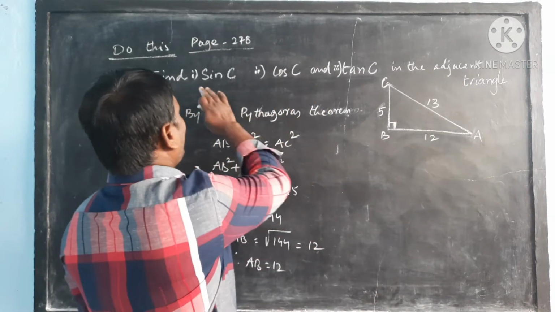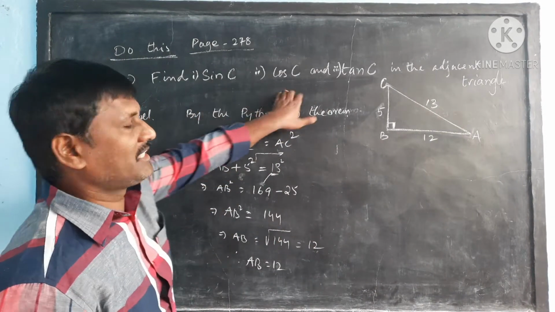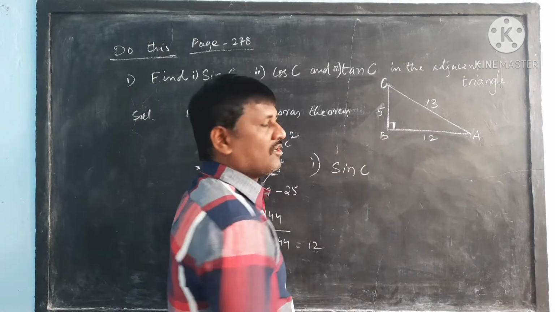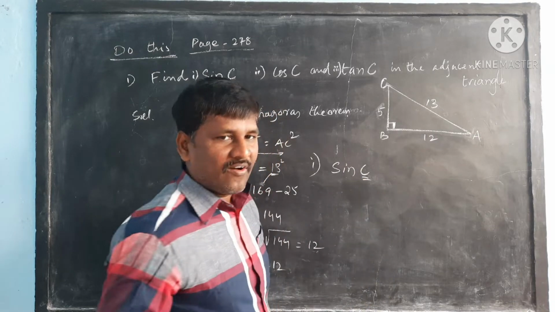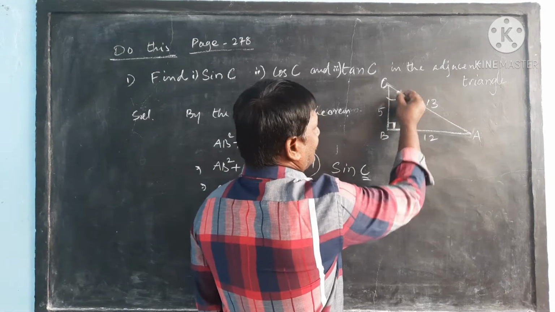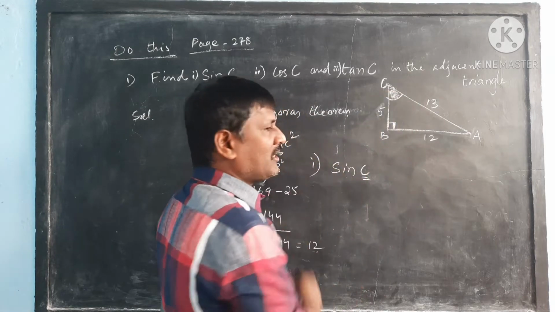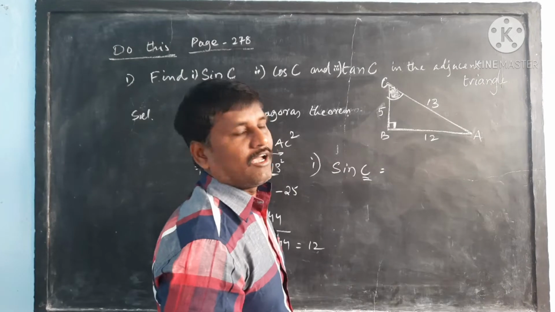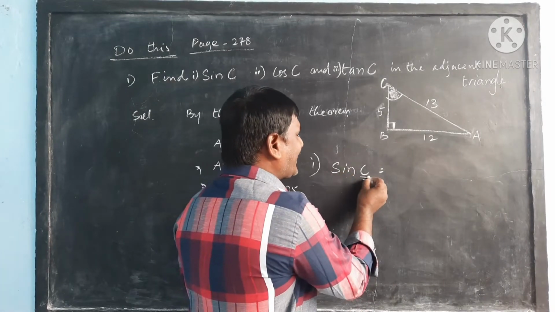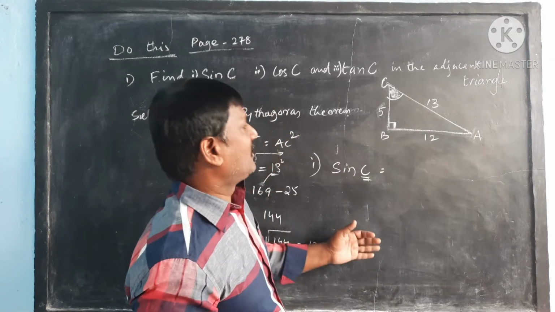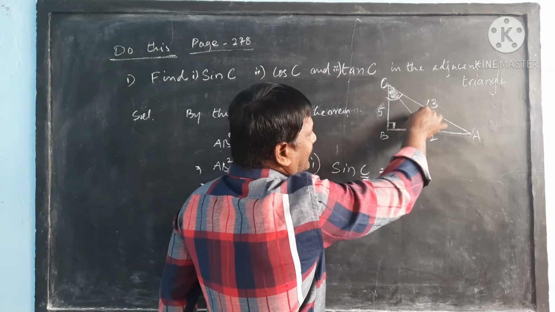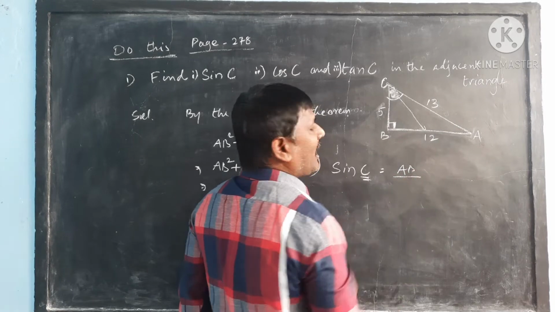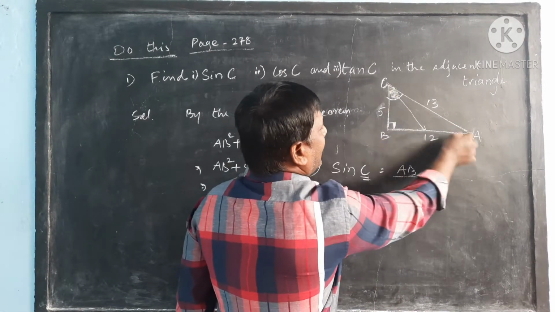Now we can find the values of the trigonometric ratios sin C, cos C and tan C. First one is sin C. Our referring angle is C. Sin means, as we discussed at the beginning of the class, opposite by hypotenuse. So what is opposite to angle C? The opposite to angle C is AB. Then the hypotenuse is AC.